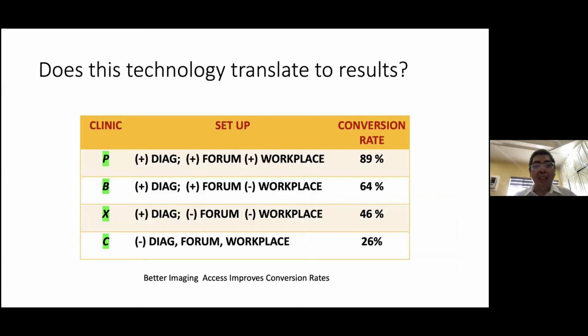So in our practice, we had 4 clinics. In our main clinic, we had all the diagnostic equipment. We had the ZEISS Forum and the Retina Workplace to analyze our data. And in this clinic, our conversion rate was 89%. So when you show the patient their information and the graphic analysis, 9 out of 10 times what you would recommend to these patients, they would do.